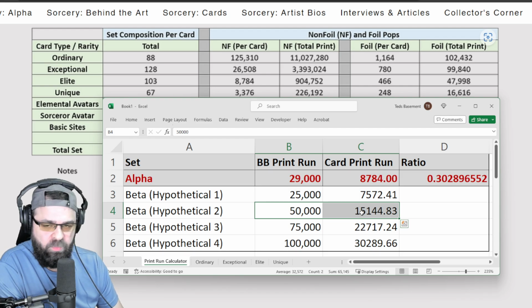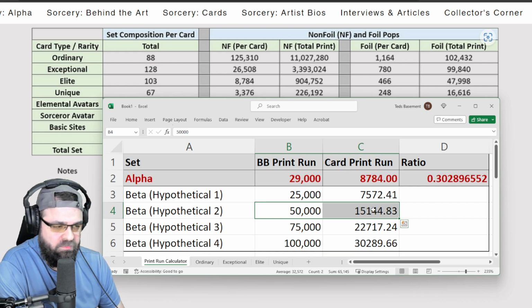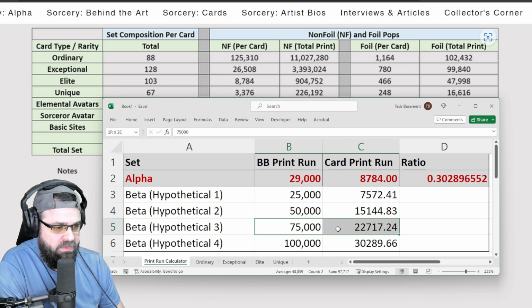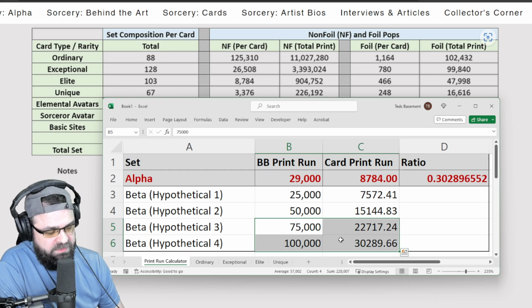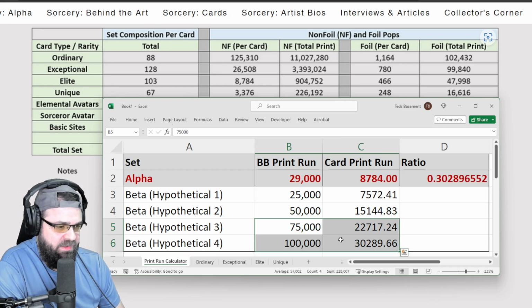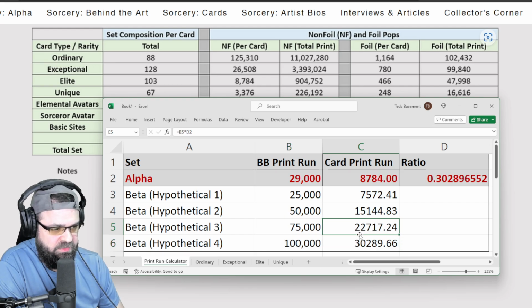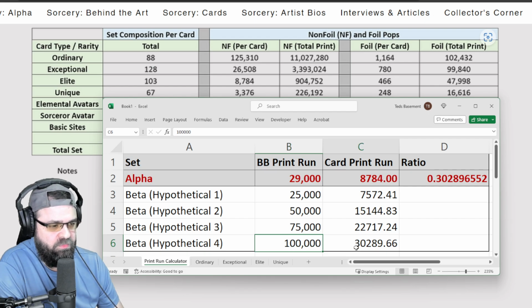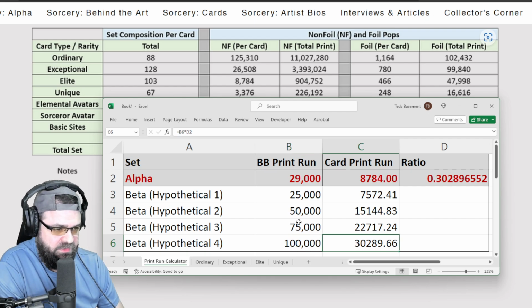But we are at a place where if it grows even at a decent pace, we should be able to have more people than this number in our community. So 75,000 booster boxes gets you up to 22,000 elite non-foils, and 100,000 gets you up to 30,000 elite non-foils.